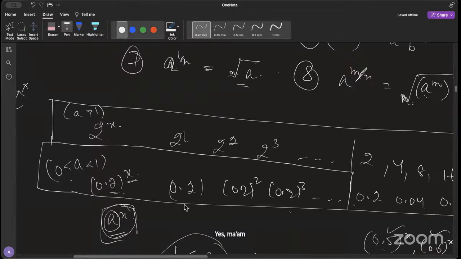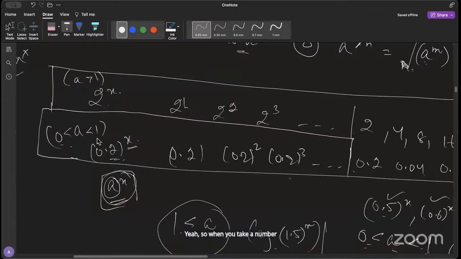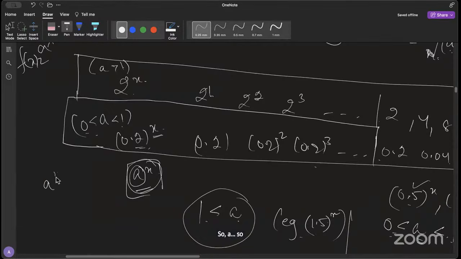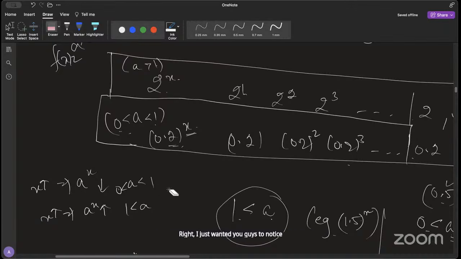For 0.2, when you take a number between 0 and 1, this decreases. So what we have found is that A to the power x decreases when A is between 0 and 1, right? If x increases, A to the power x decreases. And if x increases, A to the power x increases when A is greater than 1, right? I just wanted you guys to notice this thing. That's it. That's why we've done this.